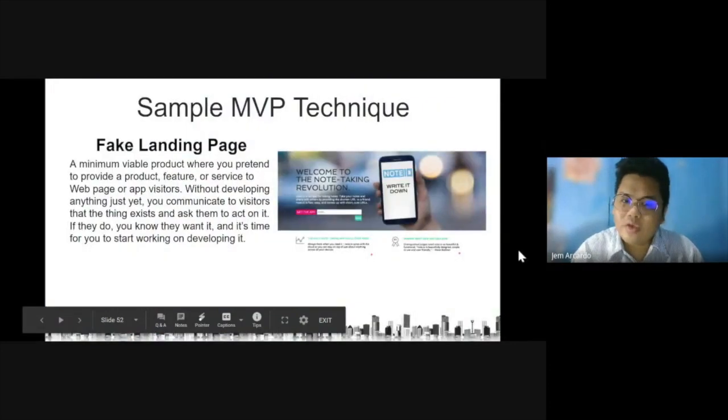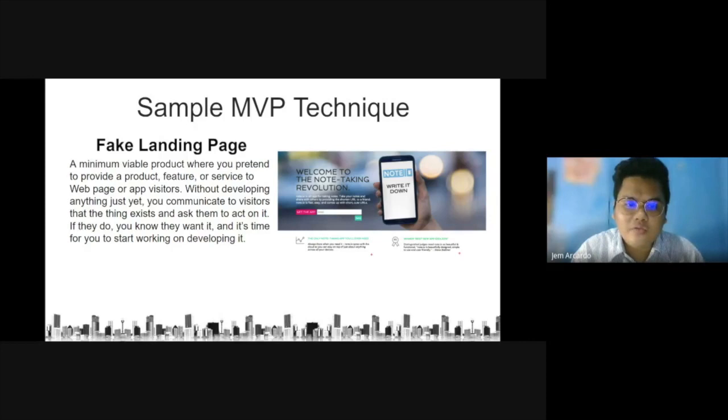So an example of an MVP technique is a fake landing page. A fake landing page is a minimum viable product wherein you pretend to provide a product, feature, or service to web page or app visitors. Without developing anything just yet, you can communicate to visitors that the thing exists and ask them to act on it. If they do, you know that they want it, and it's time for you to work on developing it.